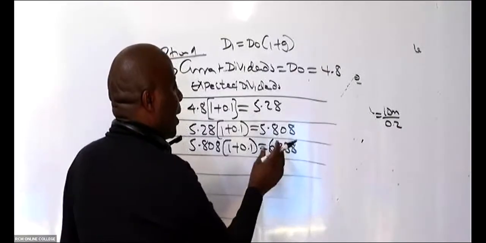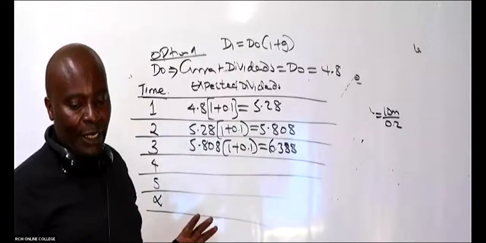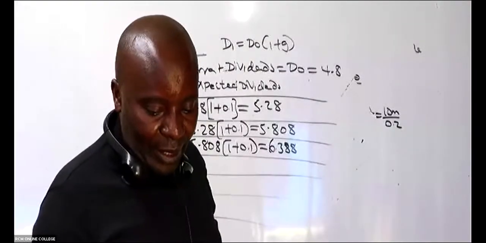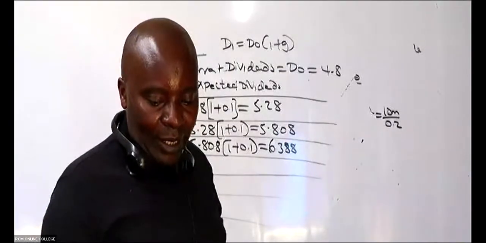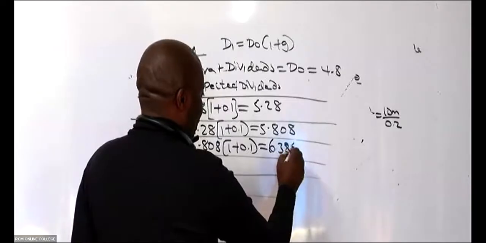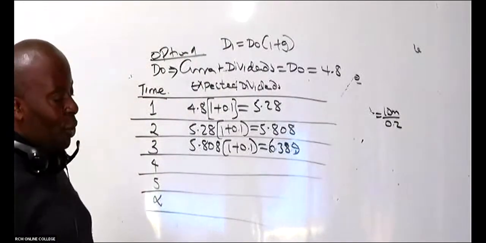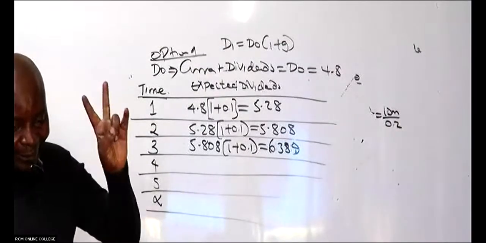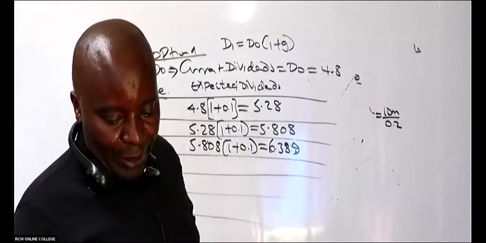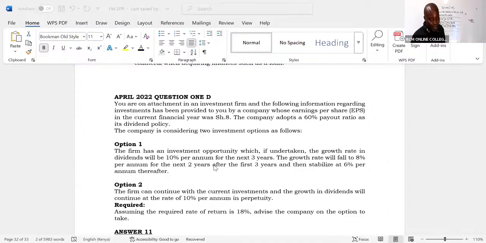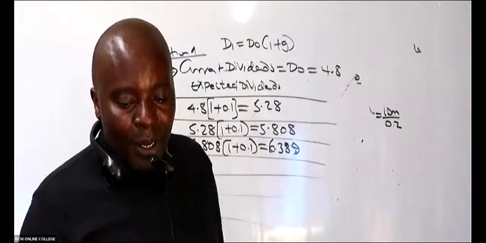What happens, ladies and gentlemen, after the first 3 years, when the 10% is exhausted? What have they told us after the first 3 years? I'm told it's 6.389. Let's first of all be in agreement, all of us. Are we supposed to stick with 6.389? After that, for the next 2 years, they're telling us here, the growth rate will fall to 8% per annum for the next 2 years. So 8% per annum.